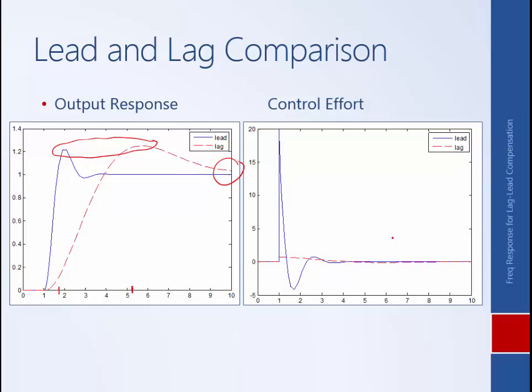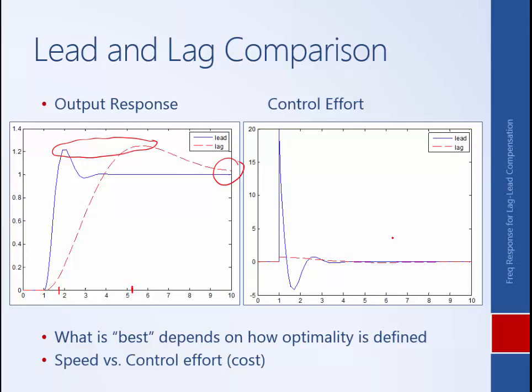So in essence, that's the basic trade-off between these two compensators, and which is better really depends on our definition. Is it more important to be fast, or is it more important to be cost effective? That's the basic trade-off between these two compensators.